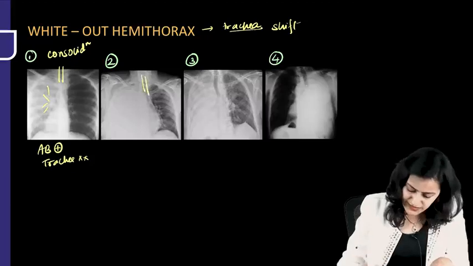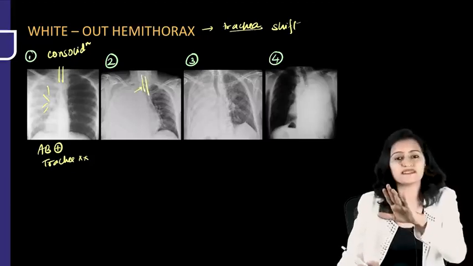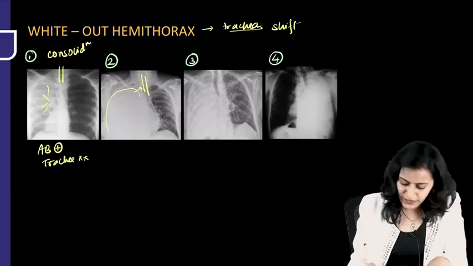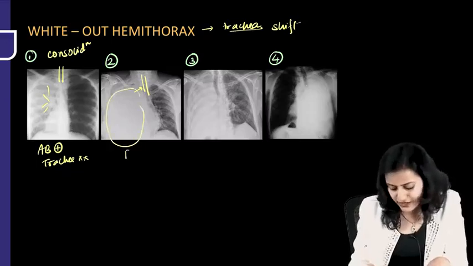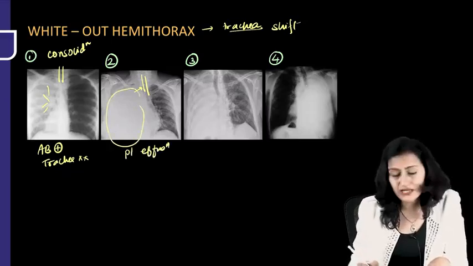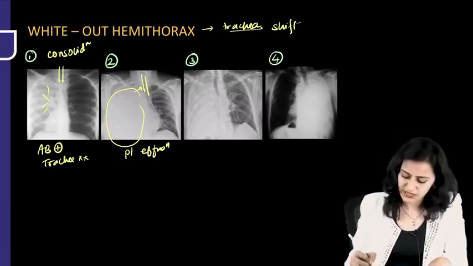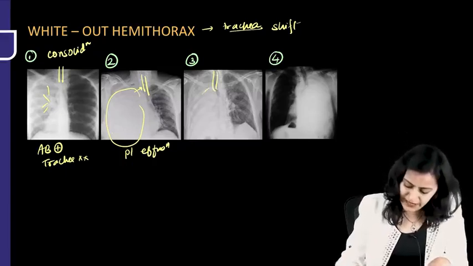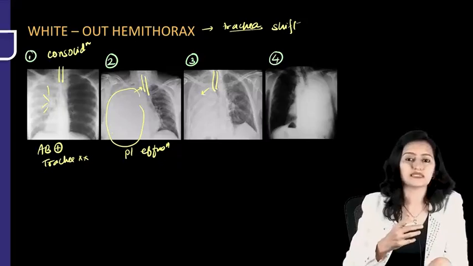Next one, here we see that the trachea is pushed to the opposite side, and we have this white opacity with blunting of the costophrenic angle. This is pleural effusion, with tracheal shift to the opposite side. Here we have the whiteout hemithorax, where the trachea is pulled to the same side.